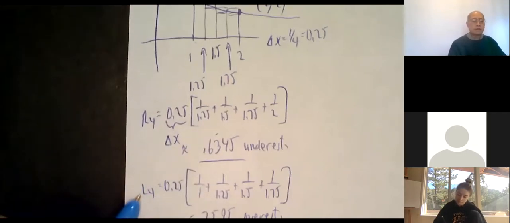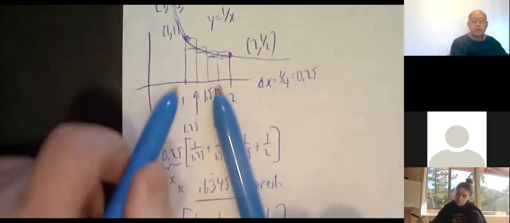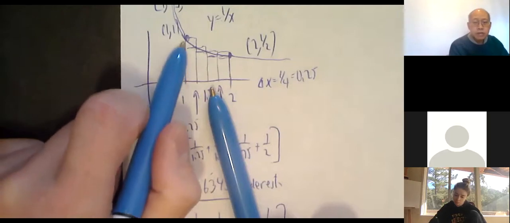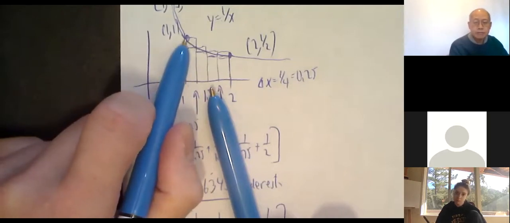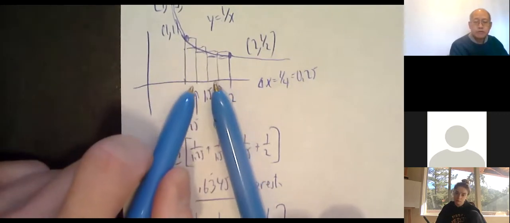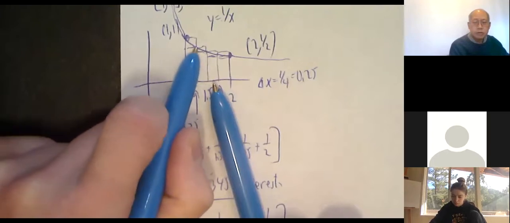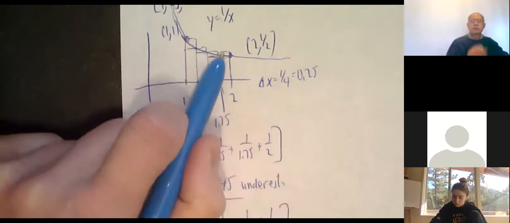And then it says do the same thing with the left endpoints. Okay. So between 1 and 1.25, the left endpoint is 1. Go straight up, draw a rectangle. That's too big. They're all going to be too big. Between 1.25 and 1.5, left endpoint is 1.25. Go straight up, draw a rectangle. That's too big. And likewise, they're all too big.